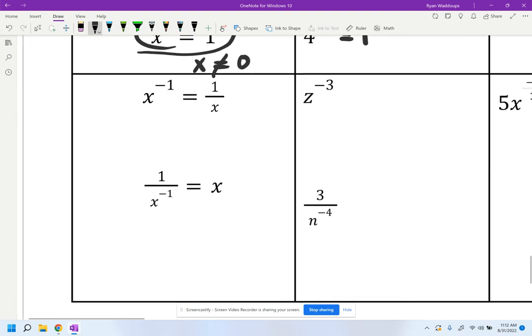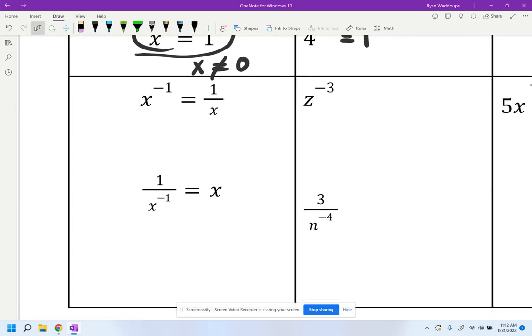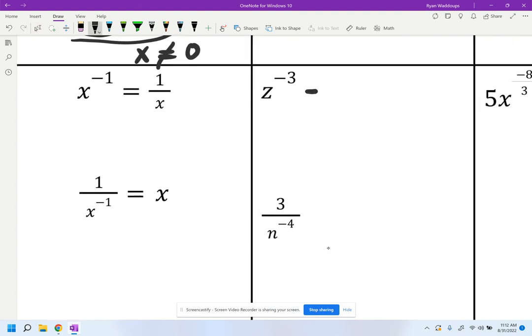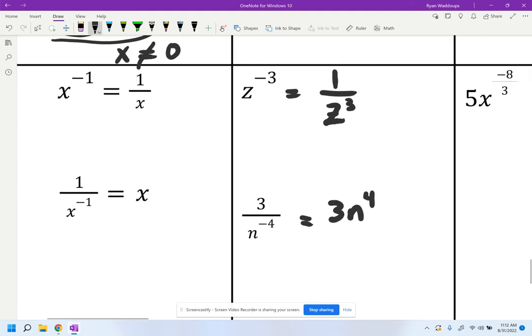And then we've got x to the minus 1 is equal to 1 over x. So you have a negative exponent. It becomes positive in the denominator. So z to the minus 3 is 1 over z cubed. And 3 and n to the minus 4, it's negative down in the denominator. It becomes positive up in the numerator. So this is 3n to the 4th power.